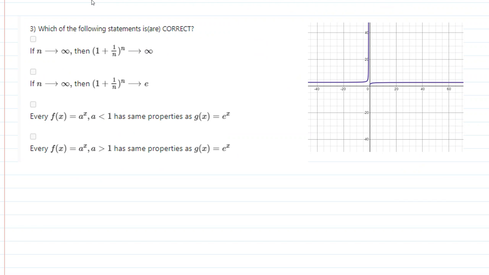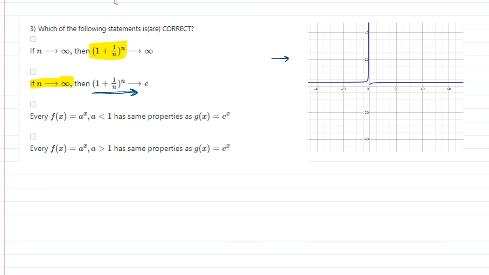So look at this question. This is very interesting. When we have 1 plus 1 by n to the power n, when n tends to infinity, and this is the graph we have. When n tends to infinity, the graph you can see tends to e. A very important observation.